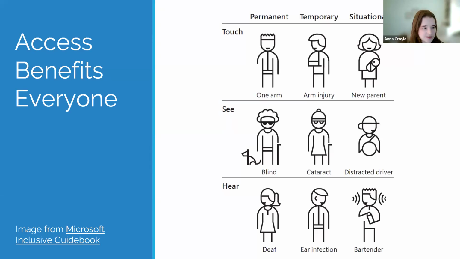So first, why is this important? Access benefits everyone. Whether it's a permanent, temporary, or situational difference, we all are affected by this at some point in our lives. Actually, right now I'm between glasses and contacts, so I don't have a backup here, so I can't really see. So I'm really feeling this. Having the large text is very helpful on my screen. So it benefits everyone.